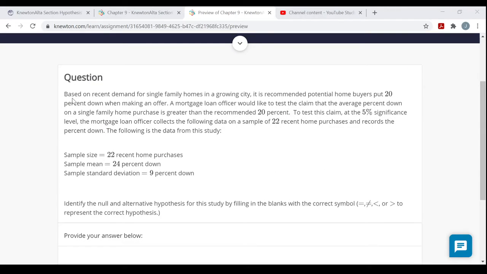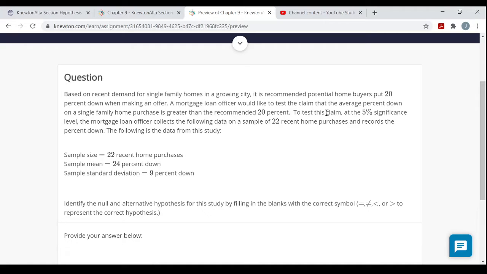All right. So this is based on recent demand for single-family homes in a growing city. It is recommended potential home buyers put 20% down when making an offer. A mortgage loan officer would like to test the claim that the average percent down on a single-family home purchase is greater than the recommended 20%. There is a claim being established here, some claim or belief that will be tested.